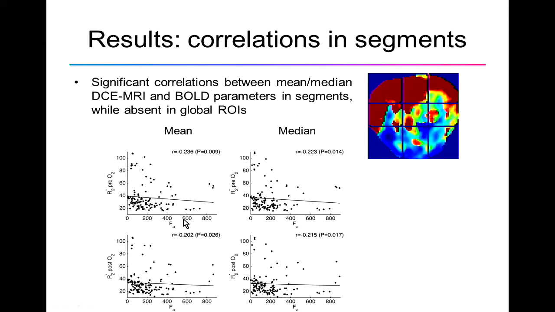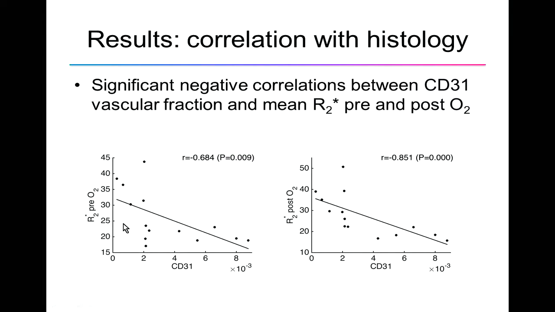So there was a significant negative correlation between the arterial flow and the R2 star pre and post-oxygen, both for the mean and median. And for the pathology correlation, we also observed a strong, significant negative correlation between the CD31 vascular fraction and the mean R2 star pre and post-oxygen, as shown here, which indicates that BOLD MRI measurements can probably predict the amount of vasculature in the tumor.